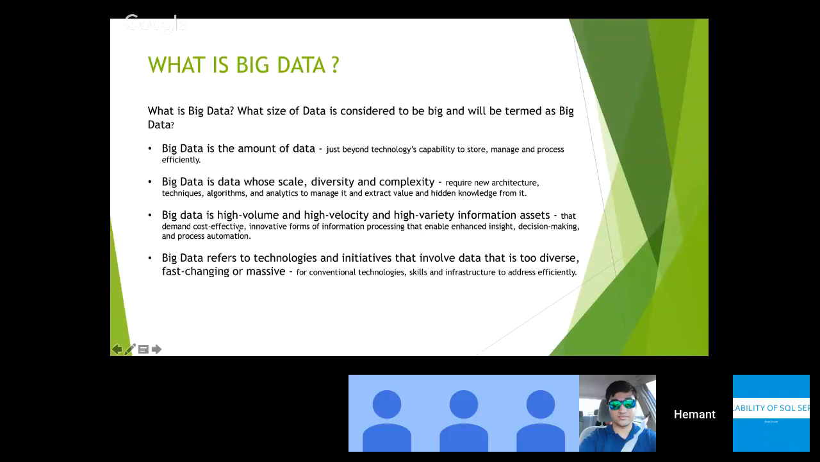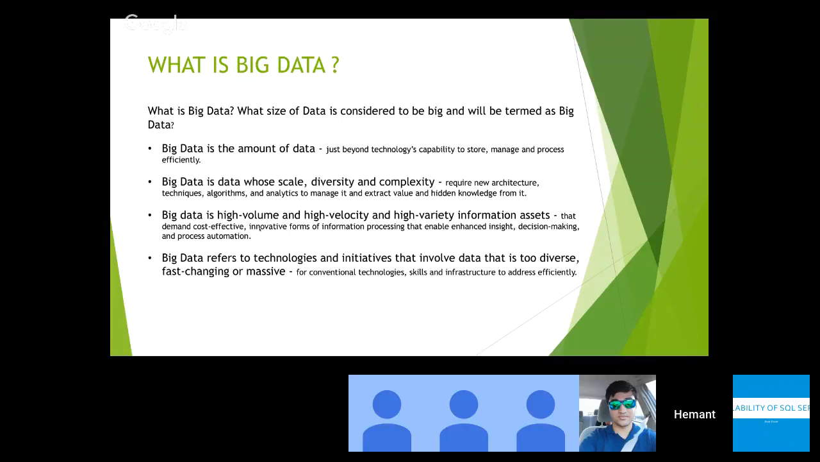Go ahead. Okay. So what is big data? Basically, how do we say what kind of data is big? What size of data is considered to be big and will be termed as big data? So big data as a terminology boils down to the amount of data which is just beyond technology capability to store, manage, and process efficiently. So it's an enormous amount of data which cannot be handled via traditional ways of computing.